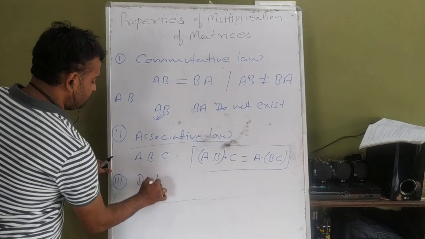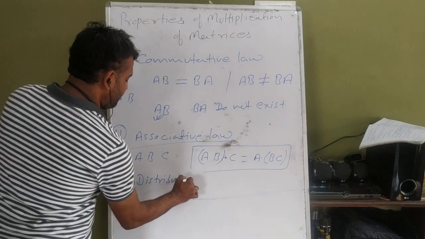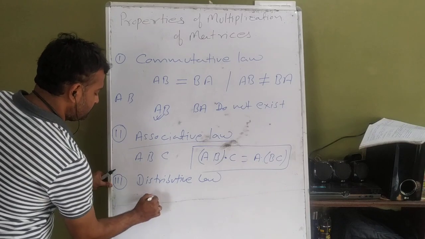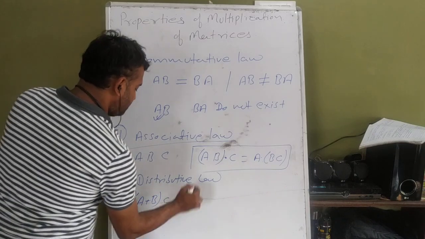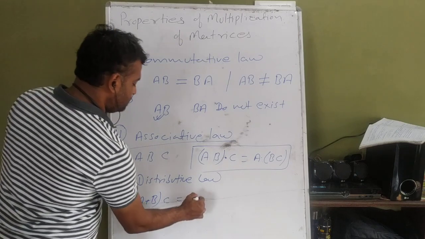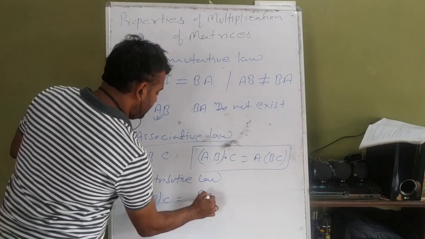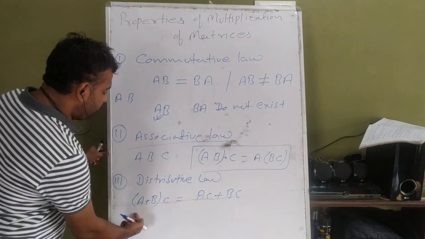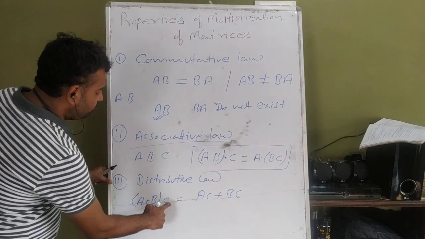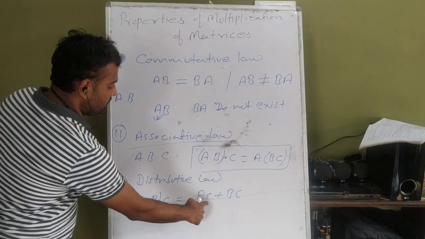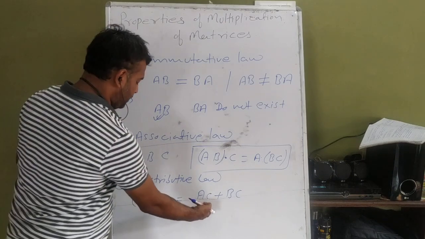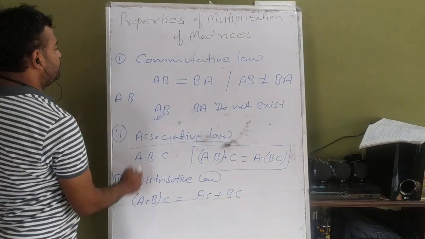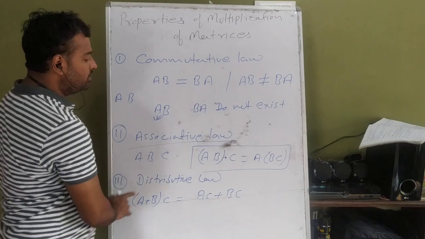Distributive law. (A plus B) into C: the C will be distributed to A into C plus B into C. But do not change the position here. C is post multiplication to A and C is post multiplication to B. These are the three properties: commutative law, associative law and distributive law.